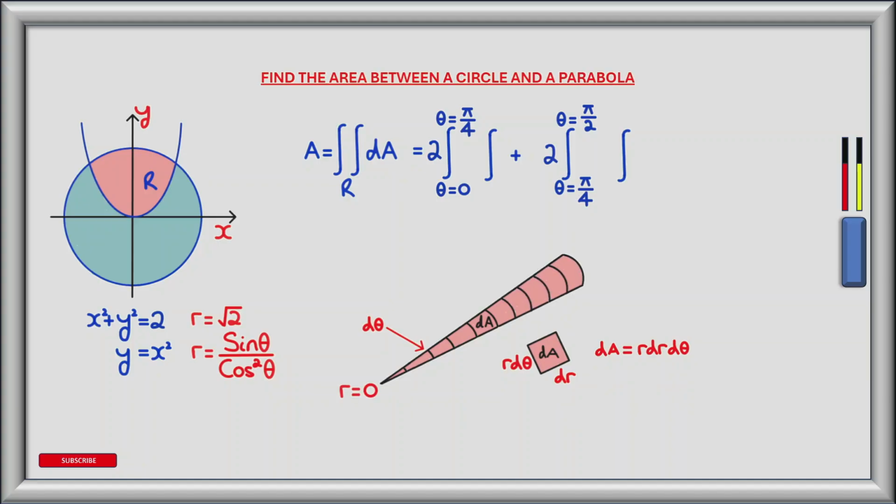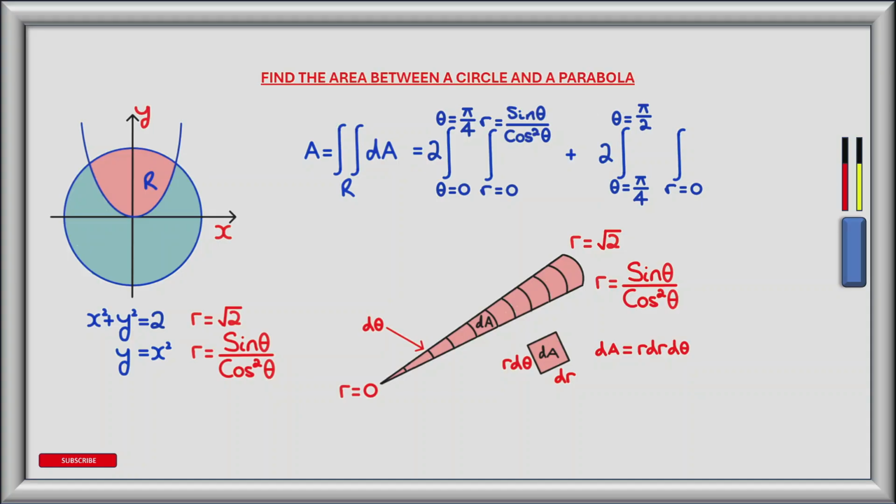When we sum or integrate along the radial distance r, we begin at the origin, so where r equals 0, and continue until the parabola intersects with the circle, so where r equals sine theta divided by cos squared theta. Then we continue from the origin, so where r is equal to 0, until we reach the perimeter of the circle, so where r is equal to the square root of 2. So now we can add the limits of integration when we integrate or sum along the radial distance r. We saw that for both the inner integrals, we began at the origin, so where r equals 0. For the first of the inner integrals, we travelled from the origin to the parabola, so where r is equal to sine theta divided by cos squared theta. And for the second of the inner integrals, we started at the origin and continued until we met the circle, so where r was equal to the square root of 2.